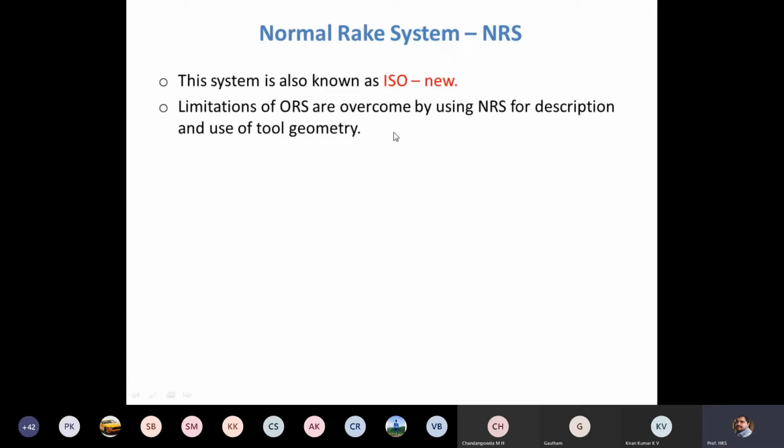Other than that, there is another disadvantage: some additional calculations may be required. So if you follow the orthogonal rake system, these are the two major limitations associated with it. One is that it is not possible to get the true picture of the tool geometry. Another limitation is that additional calculations may be required. Those two limitations can be overcome with the help of the normal rake system. How? That we will discuss in today's session.